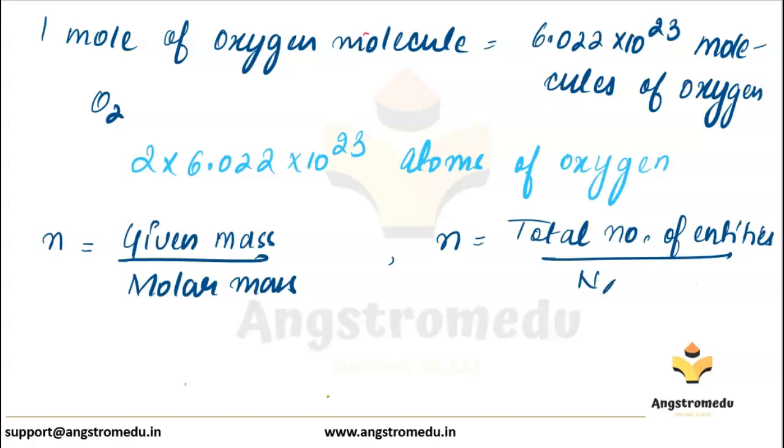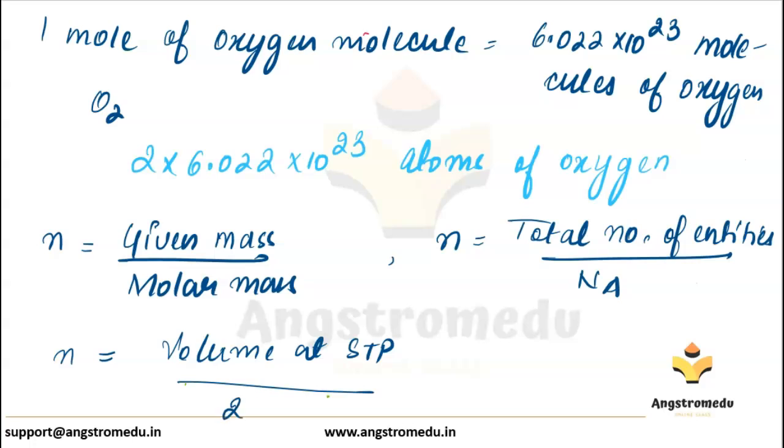divided by Avogadro's number. And if we have gaseous phase reaction or gaseous phase substance, then N will be equal to volume at STP divided by 22.4 liters, and this volume at STP should be in liters. So this is all about the mole concept.